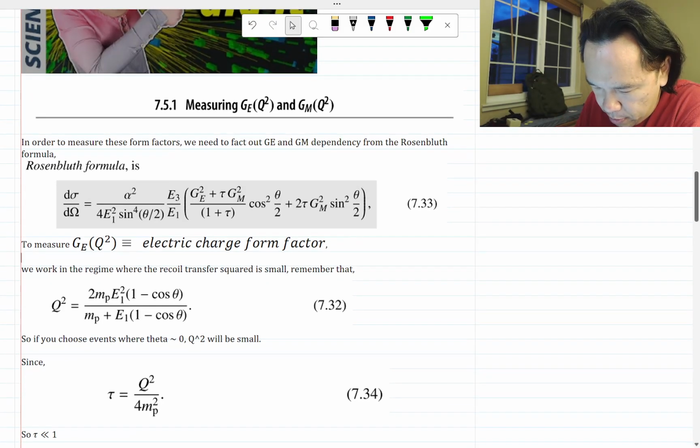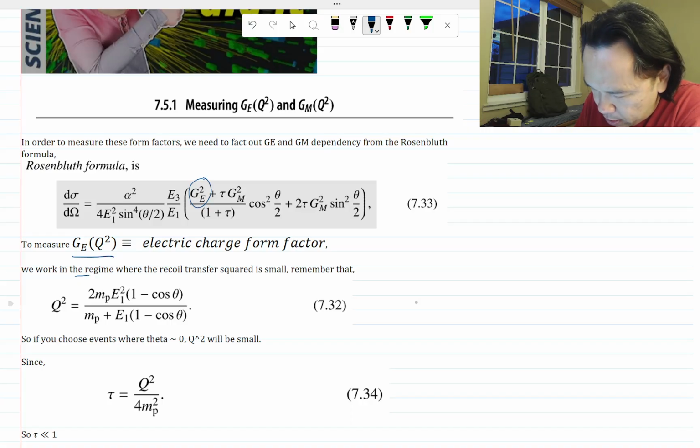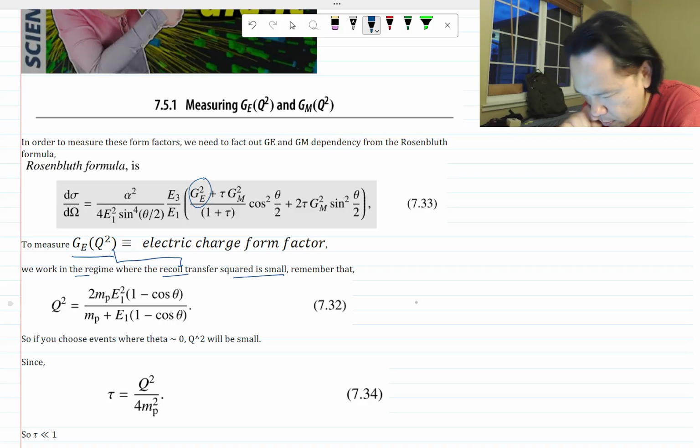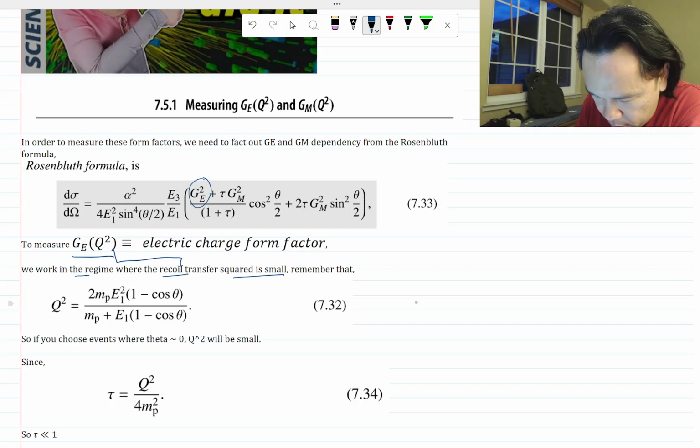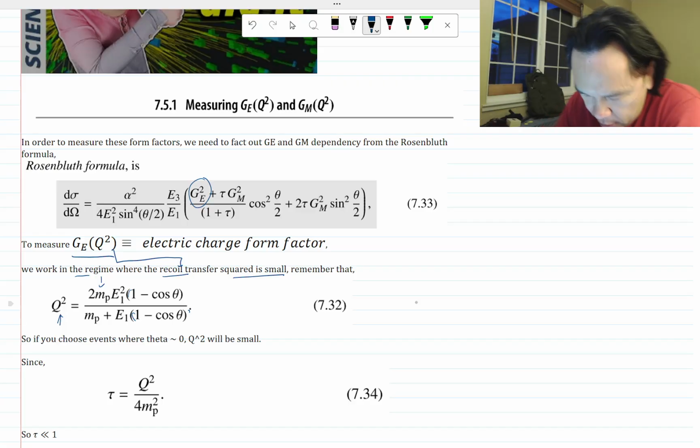Okay, so to measure GE, which is the electric charge form factor, we're going to work in the regime where the recoil, this Q square, is going to be very small. Why do we want this to be very small? Remember that Q square is 1 over 2 the mass of the proton, E1 square, and then you have another mass of the proton plus E1, and then it's all multiplied by 1 minus cosine theta, right?